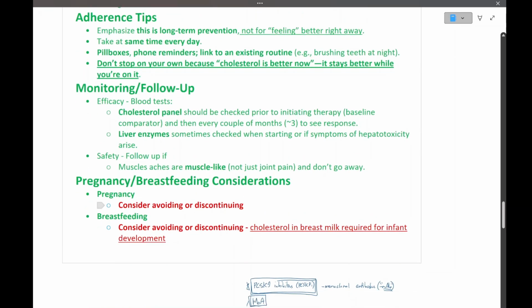Pregnancy, for breastfeeding considerations, we want to consider avoiding or discontinuing for both cases, because again, in terms of breastfeeding, cholesterol in breast milk is required for infant development, and by using this medication you lower cholesterol absorption, so you minimize the amount of cholesterol available to be delivered to the infant. So to mitigate this, we want to consider avoiding or discontinuing this medication. Again, weighing out the benefits of taking this medication against the risks of experiencing side effects while on this medication.